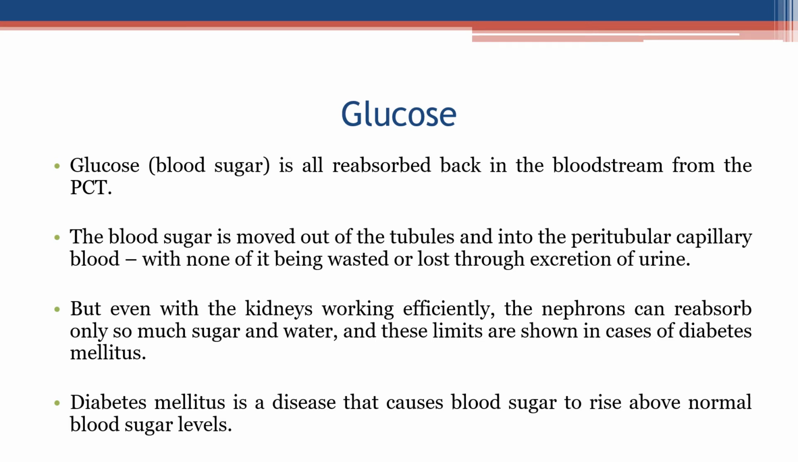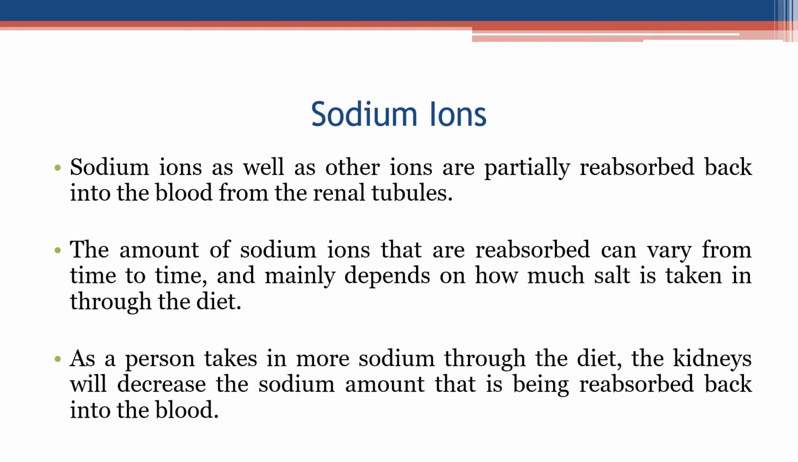But even with the kidneys working efficiently, the nephrons can reabsorb only so much sugar and water, and these limits are shown in cases of diabetes mellitus. Diabetes mellitus is a disease that causes blood sugar to rise above normal blood sugar levels. Sodium ions. Sodium ions as well as other ions are partially reabsorbed back into the blood from the renal tubules.